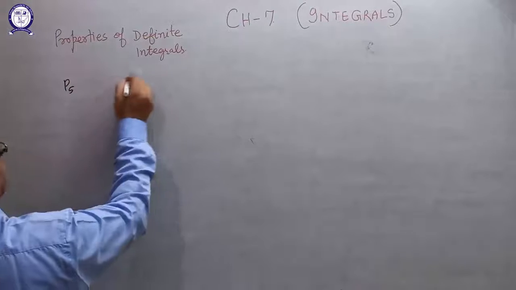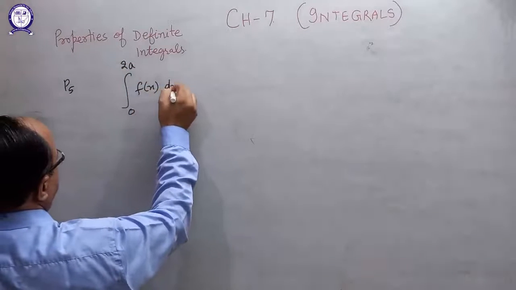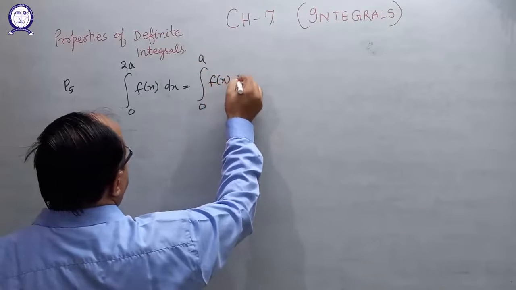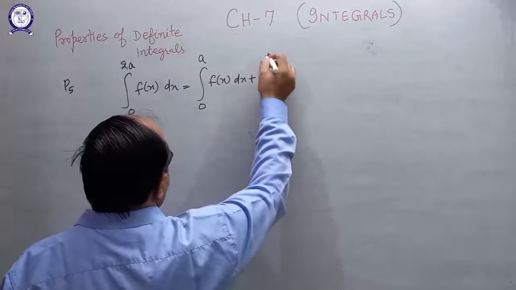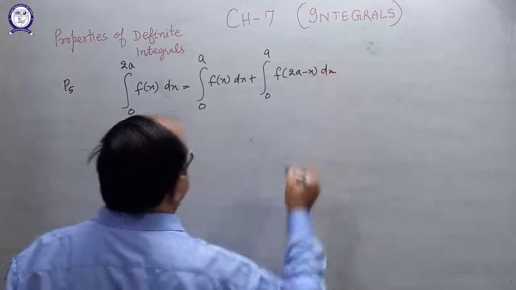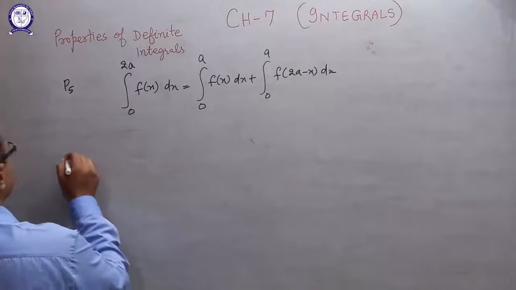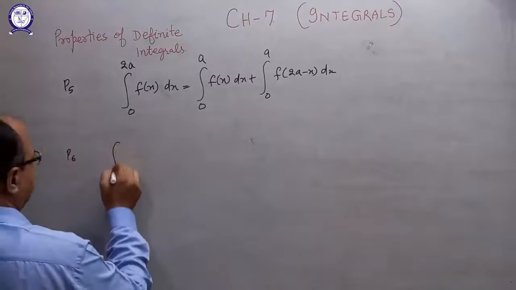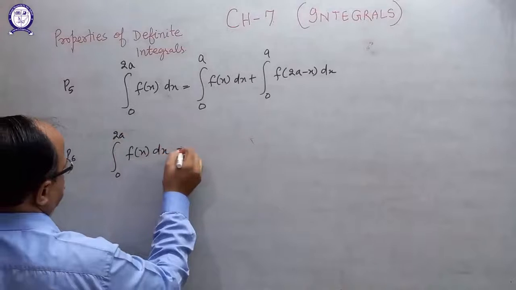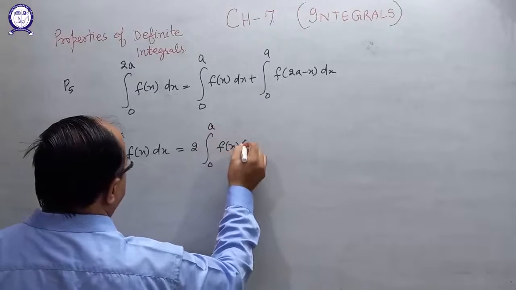P5. Integration 0 to 2a f of x dx is integration 0 to a f of x dx plus integration 0 to a f of 2a minus x dx. This is property P5. With the help of property P5, you can create property P6: integration 0 to 2a f of x dx, that is twice integration 0 to a f of x dx.